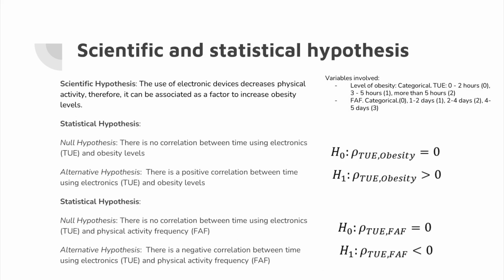Our last scientific hypothesis states that the use of electronic devices decreases physical activity. Therefore, it can be associated as a factor to increase obesity levels. And we formulated two statistical hypotheses. The first null hypothesis is there is no correlation between time using electronics and obesity levels, and our alternative hypothesis is there is a positive correlation between time using electronics and obesity levels. And for our second statistical hypothesis, our null hypothesis goes, there is no correlation between time using electronics and physical activity frequency. And our alternative hypothesis states, there is a negative correlation between time using electronics and physical activity frequency.